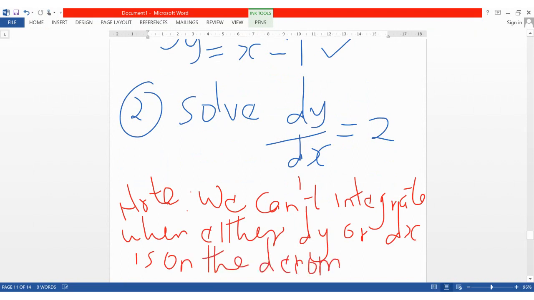So very important, you can never integrate when dy or dx is on the denominator. And you can see the one that I've circled here is already on the denominator. So we can't integrate both sides. So what do we need to do to bring the dx up?